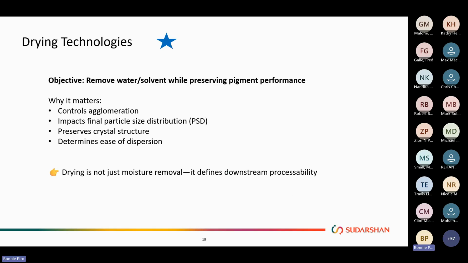So obviously the objective is to remove any water or solvent. Usually it's just water by that time. But the important thing is to preserve the performance of the pigment. And in this case, why it matters is that of the techniques we use here, this is probably one of the more important choices that we make, because we really need to control that agglomeration of the pigment.